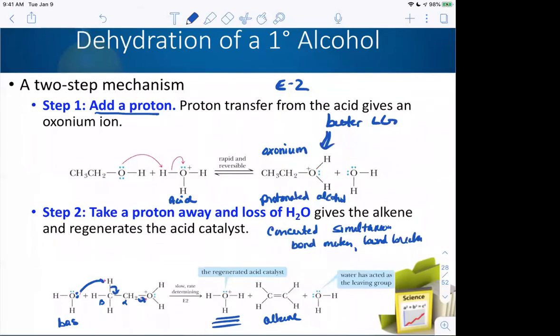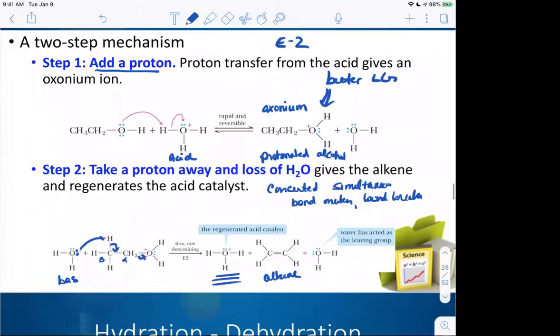So this is undergoing an E2 reaction where everything is concerted. I have simultaneous bond making and bond breaking. And remember, that's because under these conditions, I can't form a primary carbocation. So I do undergo a different type of mechanism.